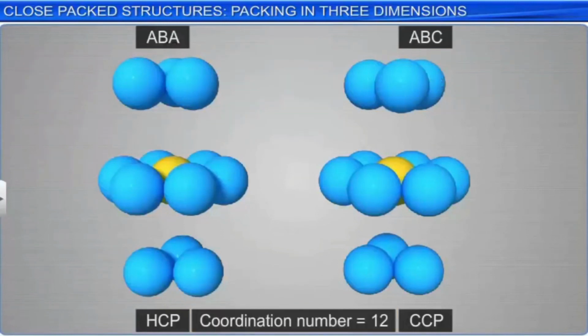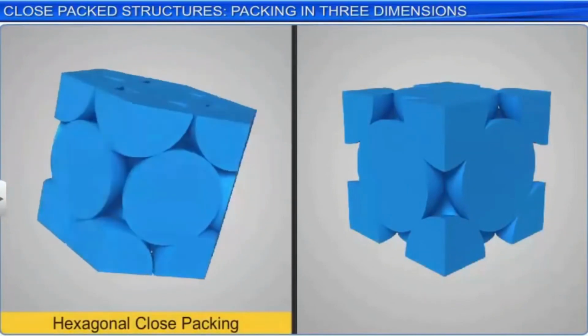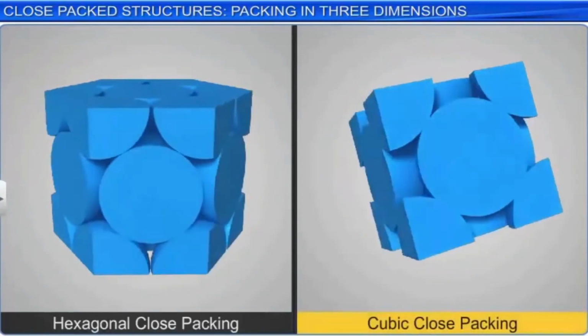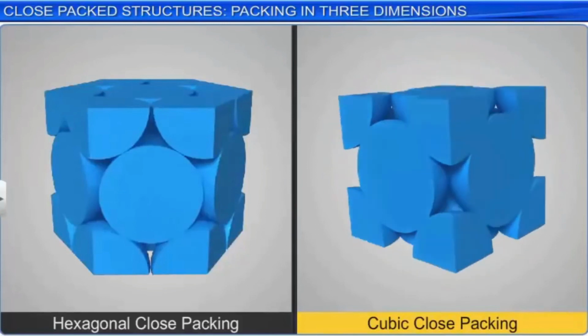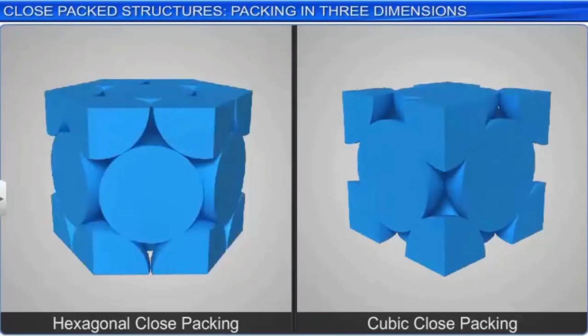It is in contact with 6 spheres in its own layer, 3 more in the layer above, and 3 more in the layer below. Also, both the forms, hexagonal close packing and cubic close packing, are equally efficient in terms of filling up space. In both of them, 74% of the space in the crystal is filled up.